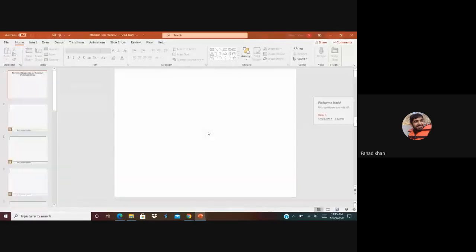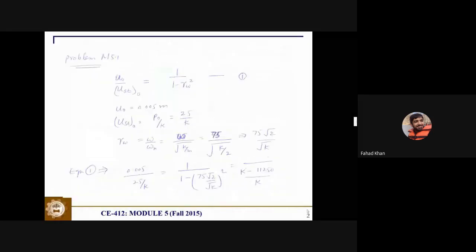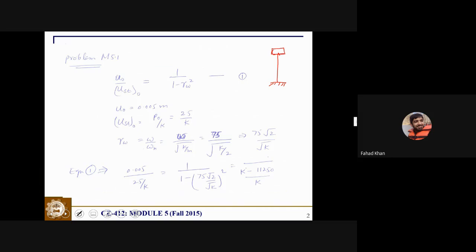We'll open it as read only. So this is our solution. Solution takes the form of something like this. Let's draw the diagram first. This is our diagram. So this is the cantilever structure. There's a mass of 2 kg, and force is applied in this direction.